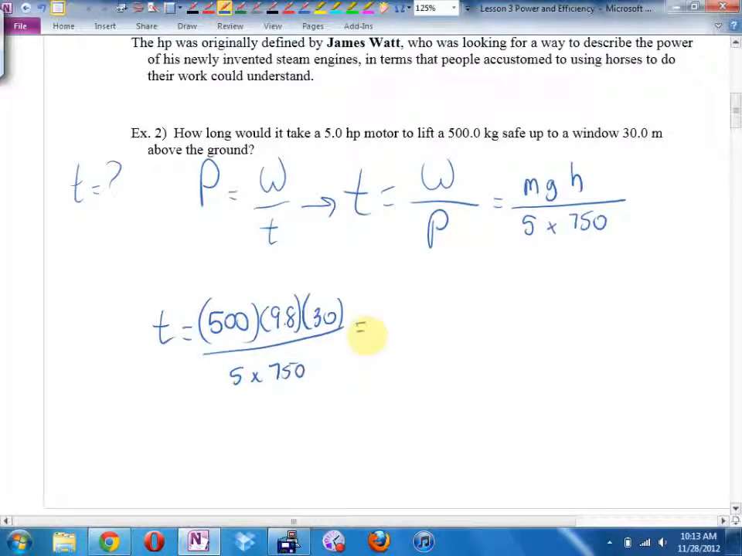If we rev this motor full as hard as it can, what's the fastest we can lift this safe up? 39.2 seconds. Because this motor can exert a maximum of 5 horsepower, that's the fastest you can lift it up. And that's assuming this motor is 100% efficient. Are motors 100% efficient? Nope.